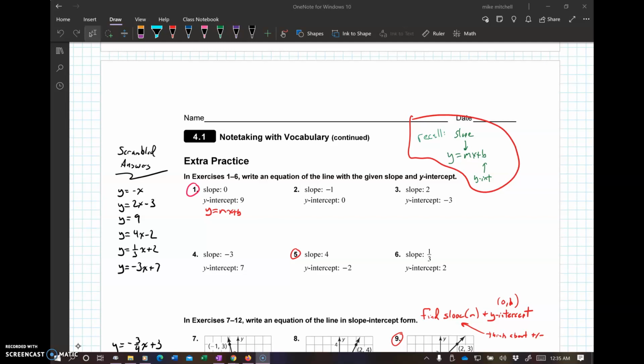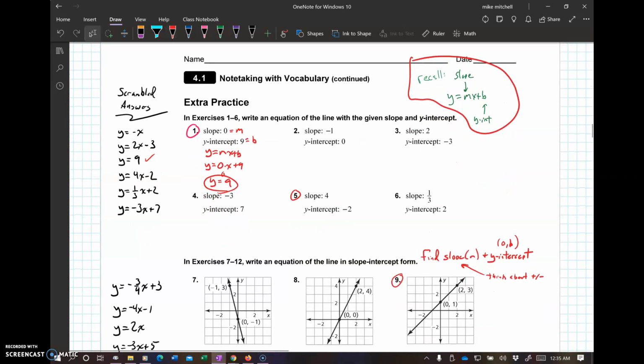Plug in your information. Remember, this is m, this is b. Plug them in. Y equals 0 times x plus 9. That 0 times x is 0. So that's just y equals 9 in the end. And there's my answer in the scrambled answers. Doesn't matter what the numbers are, how weird they look, just plug them in. You're thinking y equals mx plus b.